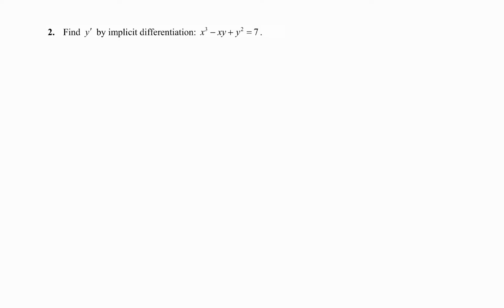The next problem says, find y prime on this equation. What is the method? We do the derivative with respect to x of the whole equation. The equation is x cubed minus xy plus y squared equals 7.